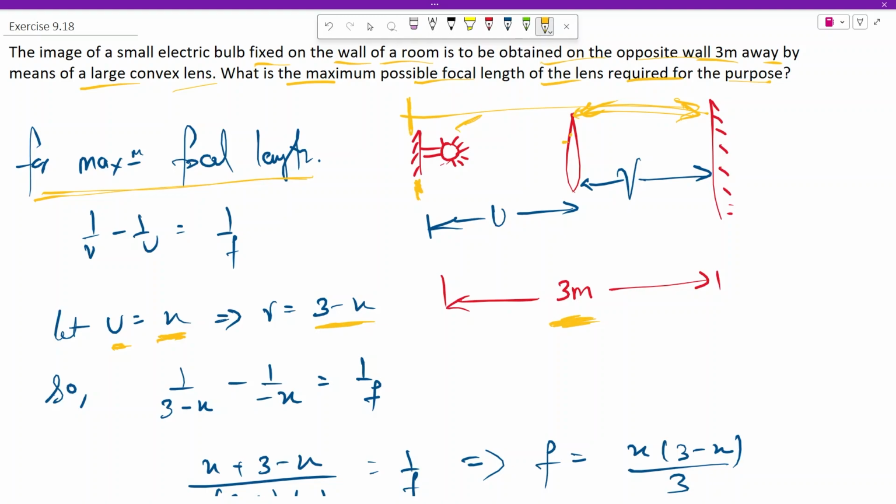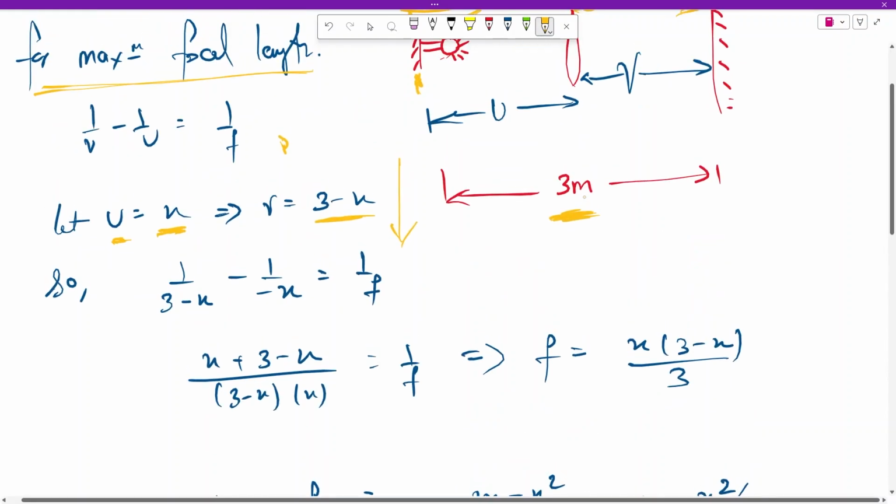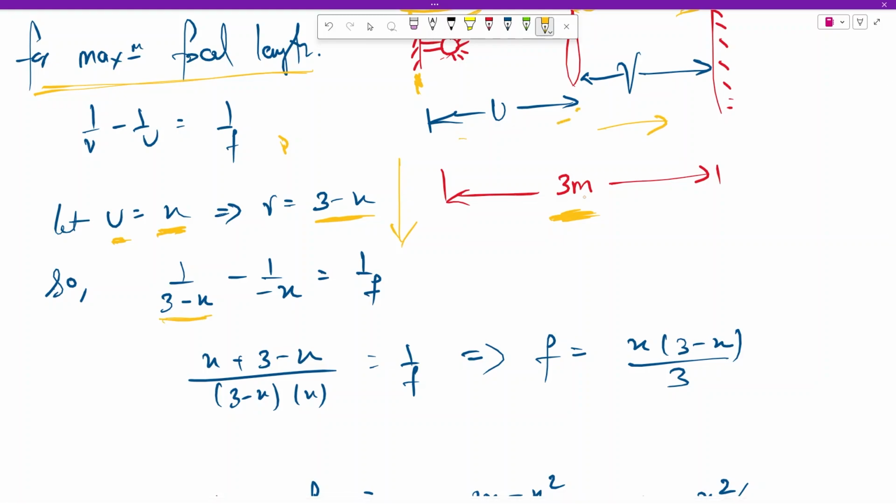Now using the sign convention and the lens formula and substituting the values in this equation, we will see that 1 by v becomes 1 by (3 minus x), and since the screen is on the right hand side, v is going to be positive, so it would be 3 minus x. Minus 1 by u: u is on the left side of this lens, so it is going to be negative. So I have substituted 1 by minus x, equals 1 by f. So using the values u equals x and v equals 3 minus x, we have substituted the values in this lens equation.